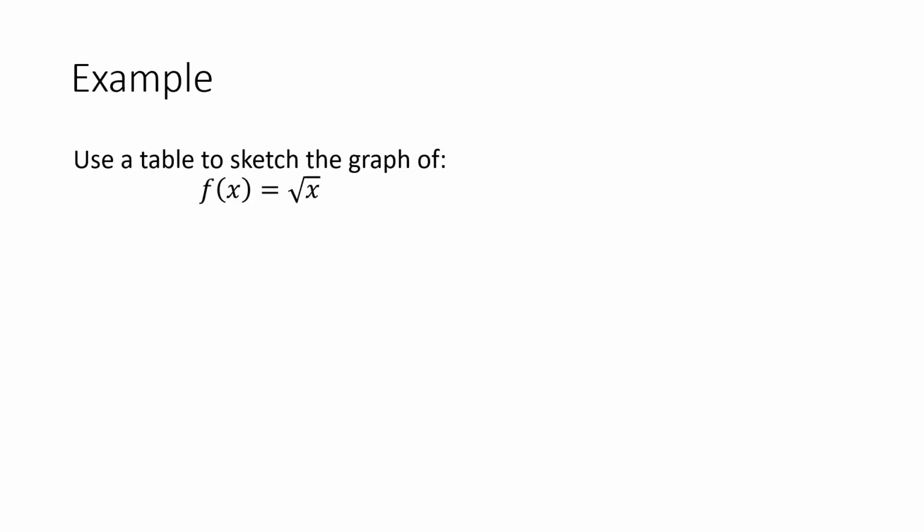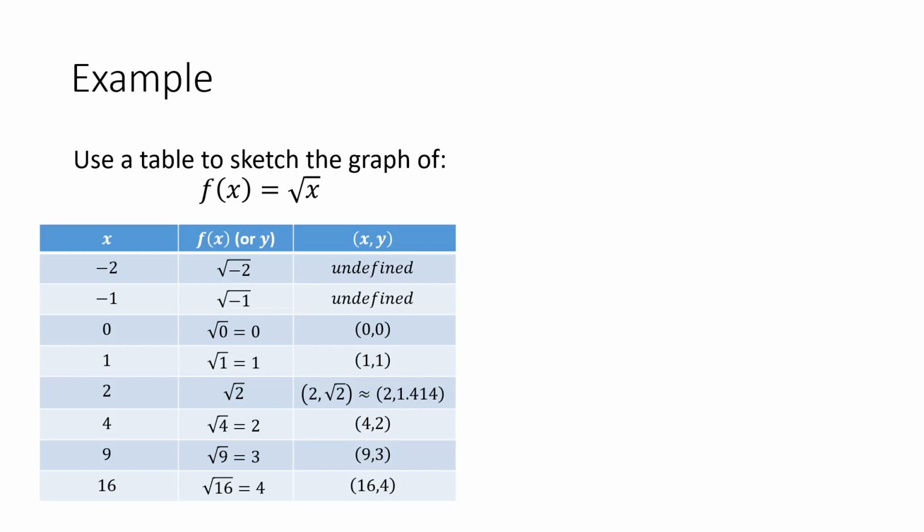So let's try one more. Suppose we have this function, f(x) = the square root of x. Think about what you think that graph might look like. Think about what it might look like to substitute in different values of x into this function and see what the output or the y values are. I added a few extra ones here. You can start with -2 to 2 if you'd like. 0, 1, and 2 work perfectly fine.